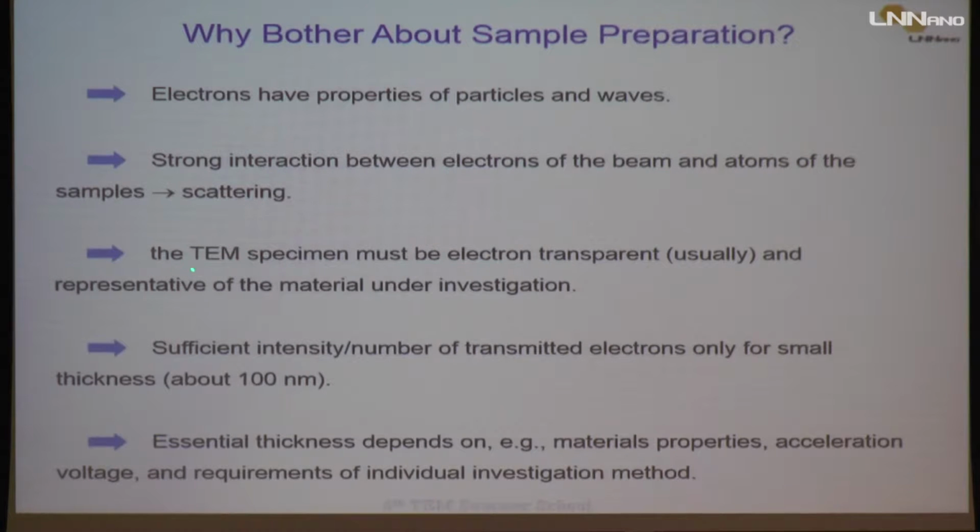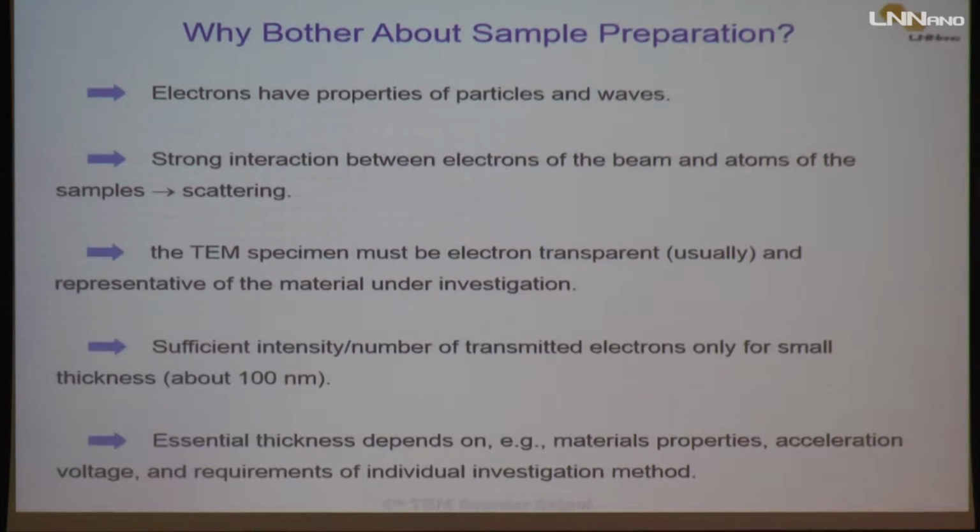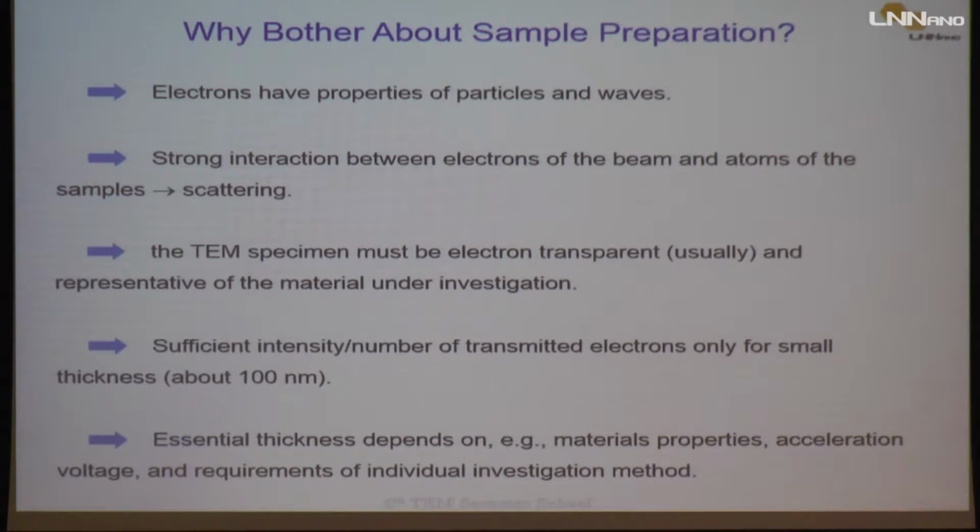And then to have a specimen for TEM, you need to have it transparent for the electron beam, because you are looking in transmission. You need to be sure that the electrons will be able to pass through your sample. This is the idea. Okay? You need to have an intensity of these transmitted electrons to have good contrast in your image. This is very important.